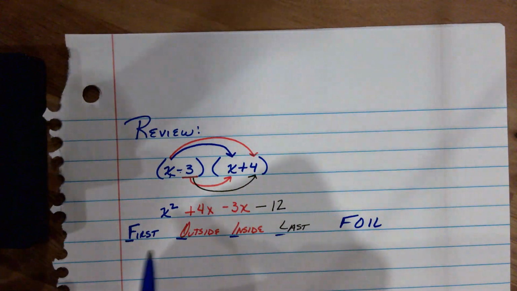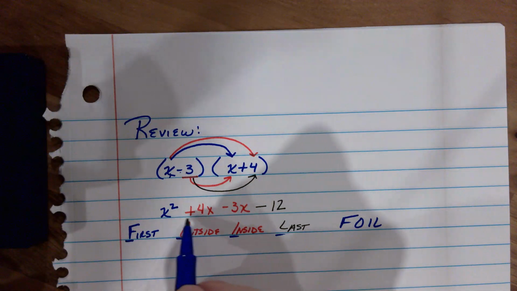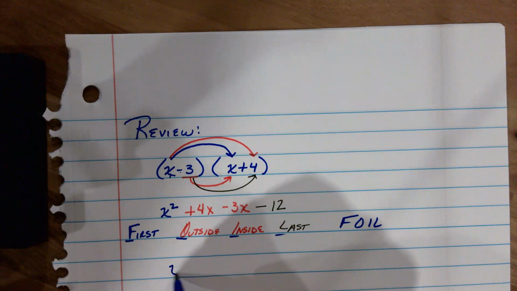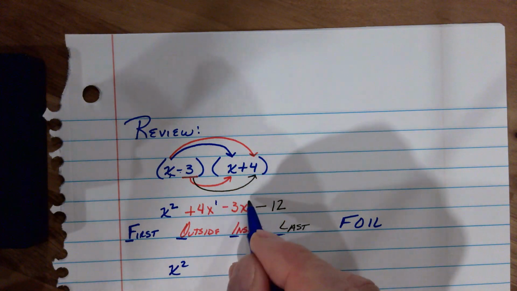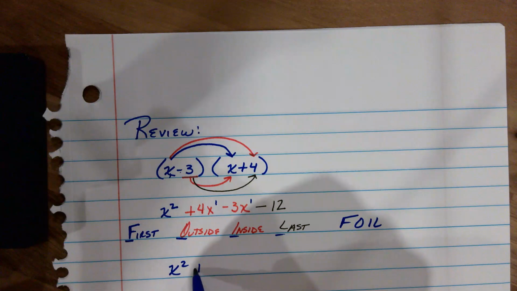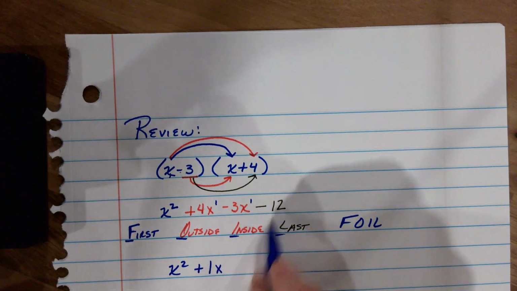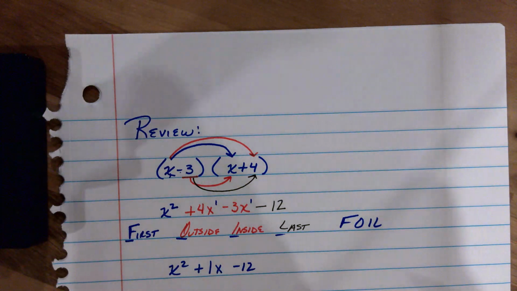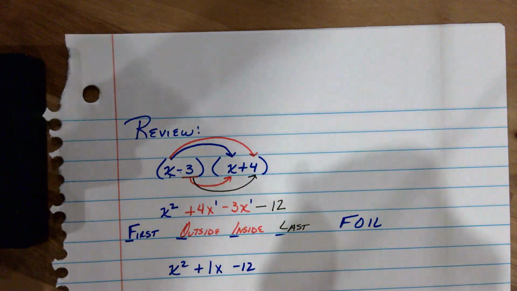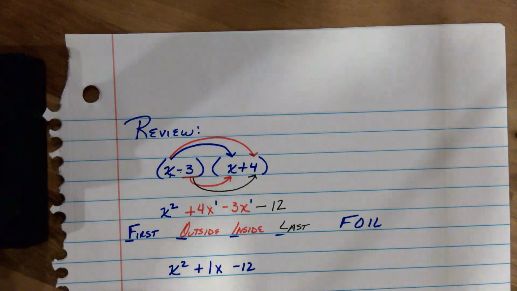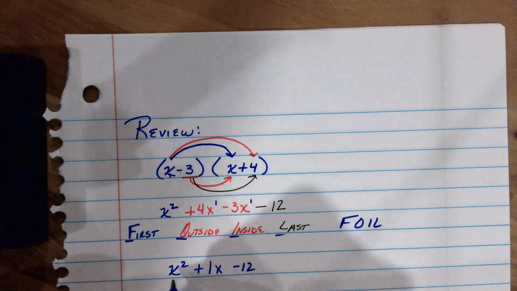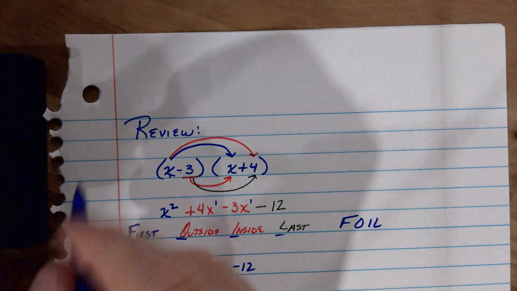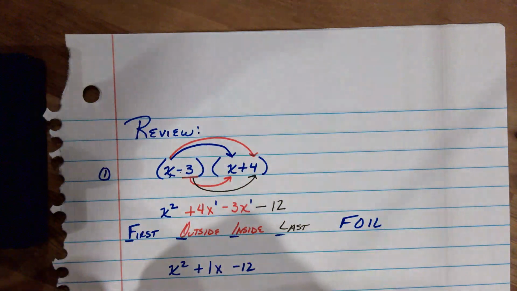Now, we also know that from this we're going to combine these middle two terms because they both have an exponent of 1, they're like terms, and copy down the x squared and then negative 12. Now, my point being is that we are now going to be factoring things that are beyond the perfect square. So this is the first thing I want to review.